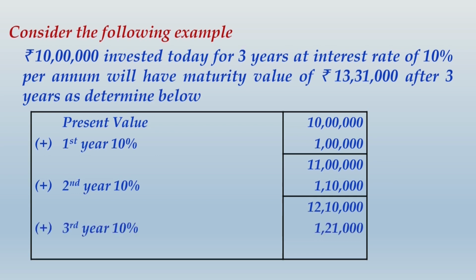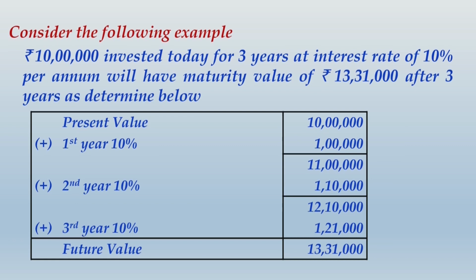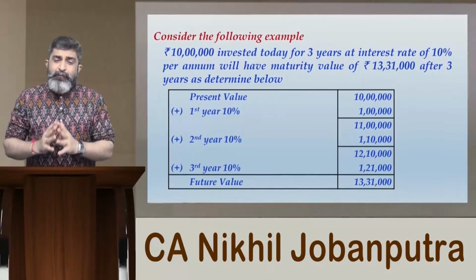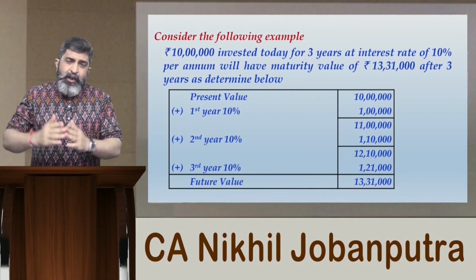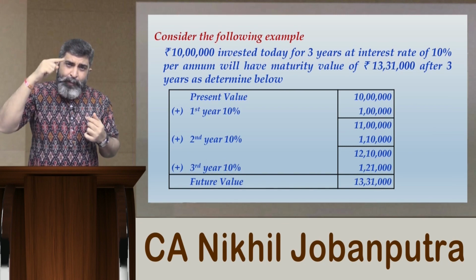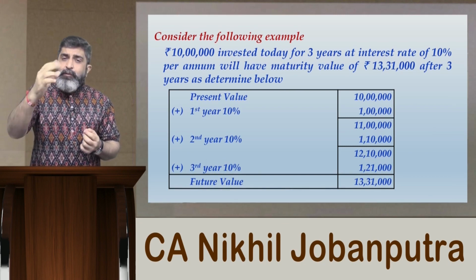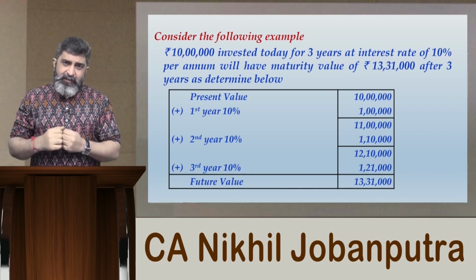Then you add third year's interest, which will be 10% on 12 lakh 10,000, and the amount of interest comes to 1 lakh 21,000. The total value that you accumulate by end of 3 years is 13 lakh 31,000. Let me explain you something very important over here. As per this working, rupees 10 lakh of today is becoming 13 lakh 31,000 after 3 years.